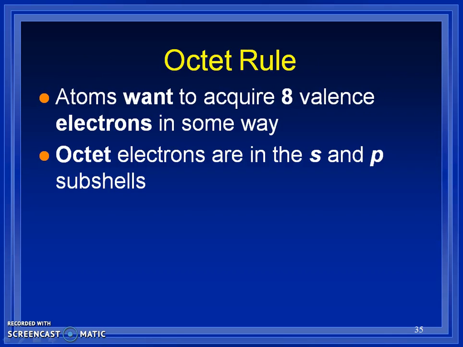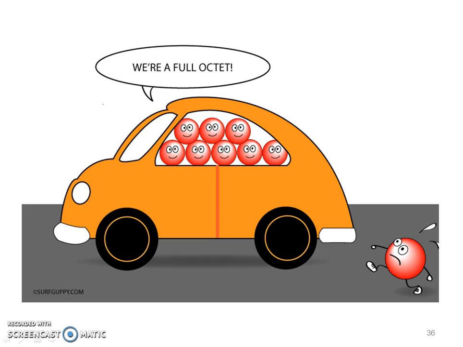So the octet rule tells us that every atom wants to acquire 8 valence electrons in some way to become stable. And again, we want to go back and refer to the electron configuration. They're always in the s and the p, so that's part of the s and the p group on the periodic table.